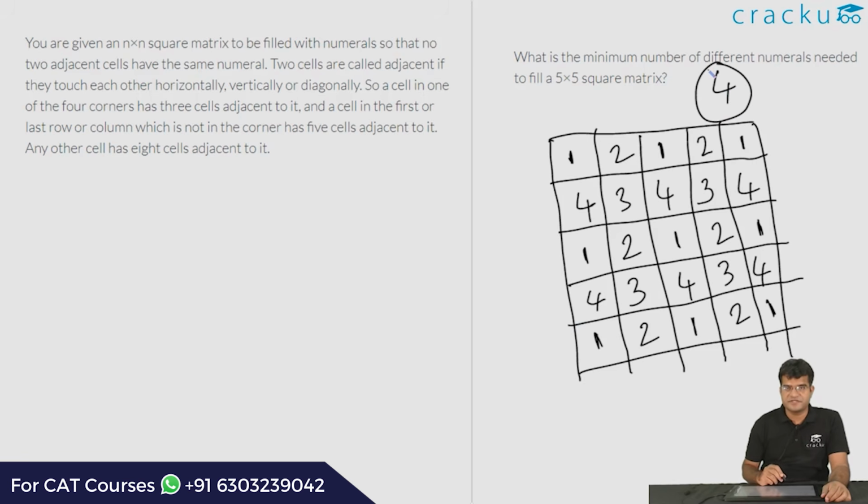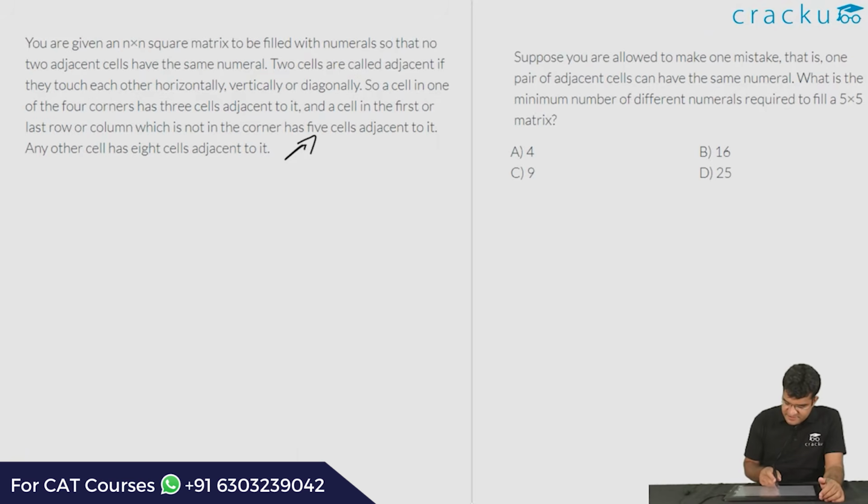Now let us go to the next question. In this question it has been given that suppose you are allowed to make one mistake. That is, one pair of adjacent cells can have the same numeral.